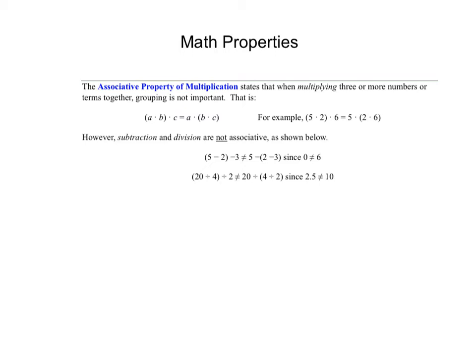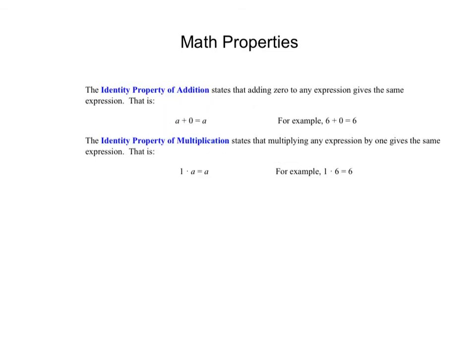However, just like commutative property does not apply to subtraction and division, neither does the associative property. So you can see in our examples, if we tried changing the grouping of 5 minus 2 minus 3 and regrouped it as 5 minus in parentheses 2 minus 3, that will make a difference. You'll get a different answer. Same with division.